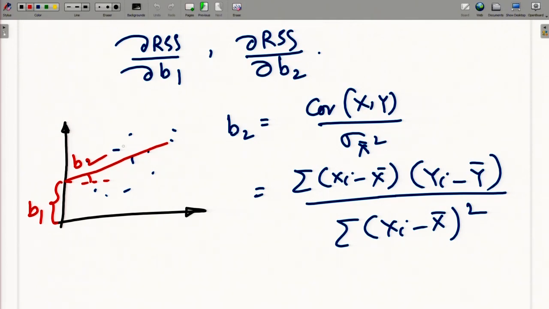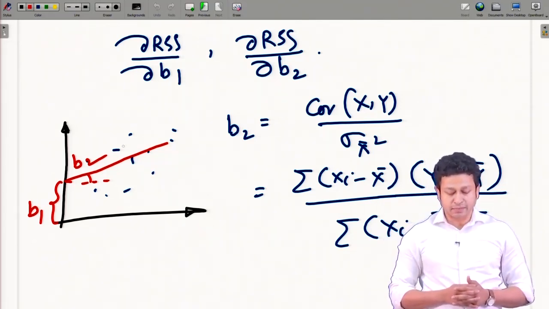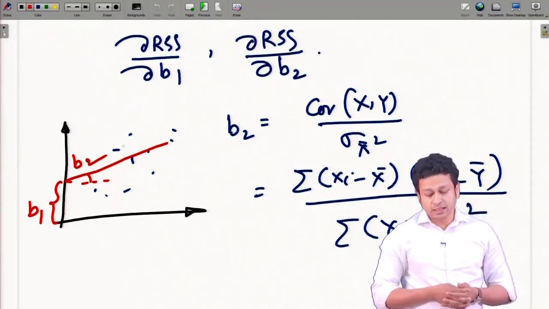Now, this is the first part of the lecture on regression, and in the next lecture we are going to see how we conceptualize and estimate multiple regression.